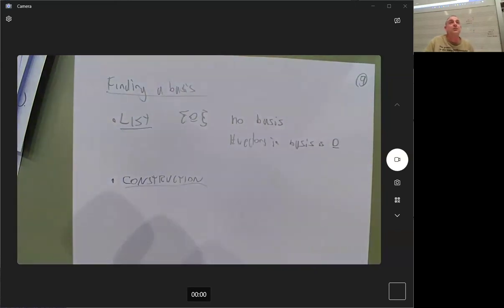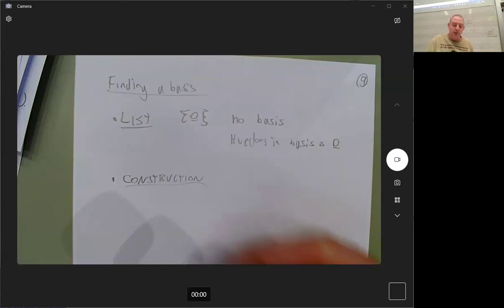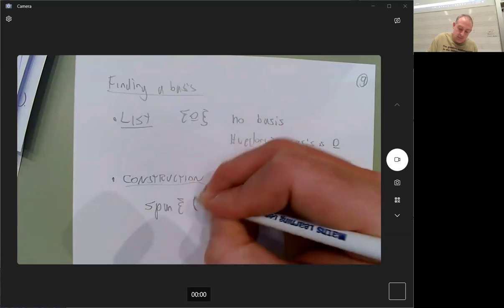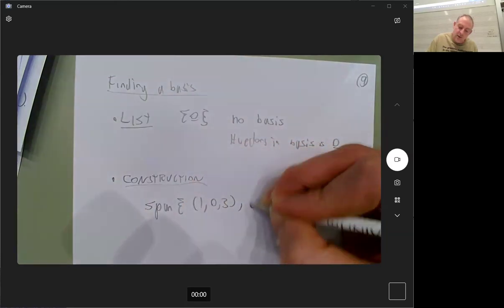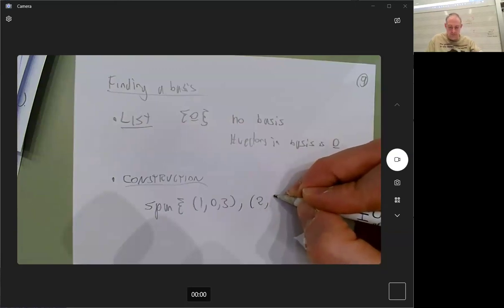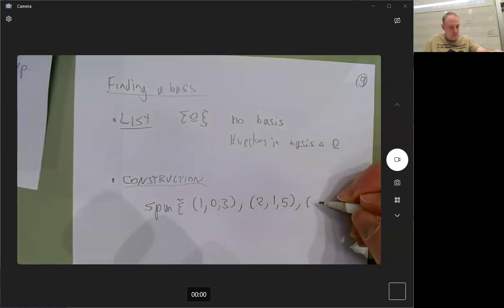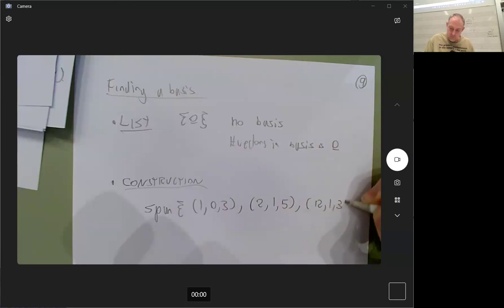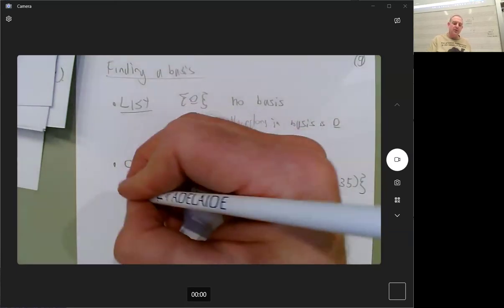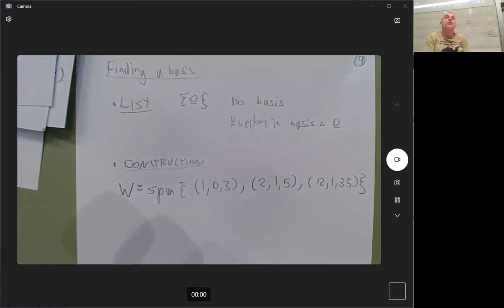So if your set is defined by construction, the first thing you need to do is rewrite it as a span. You should always rewrite it as a span. And if it's already written as a span, and that's the only example I want to do, I'm just going to use the example I already had. So this is my subspace. I know it's a subspace because it's a span of something, and all spans are subspaces.